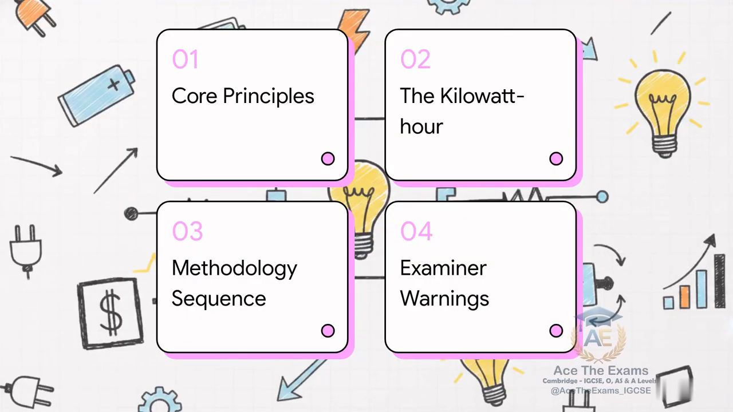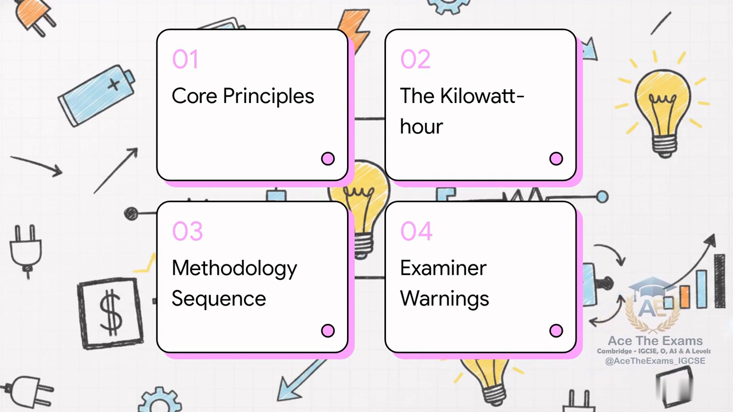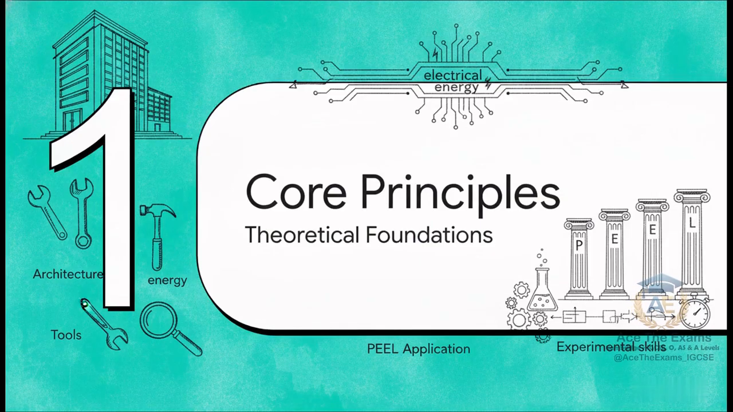So here is our agenda. First, we'll hit the core principles. Second, we'll decode the kilowatt hour. Third, the methodology sequence. And finally, examiner warnings. Section 1. Core Principles. Let's start with the theoretical architecture.